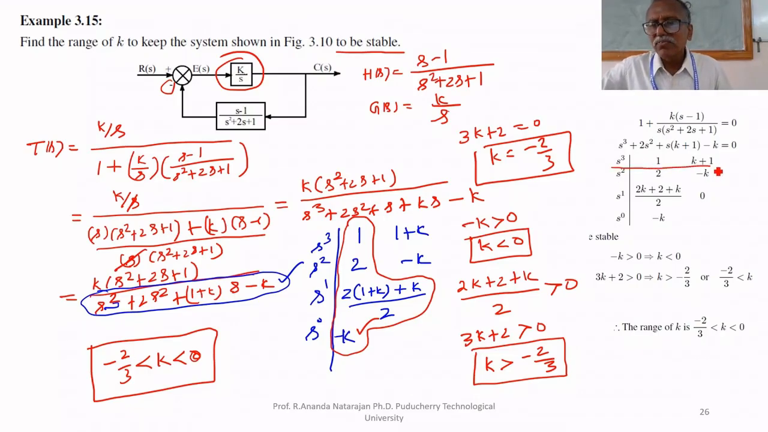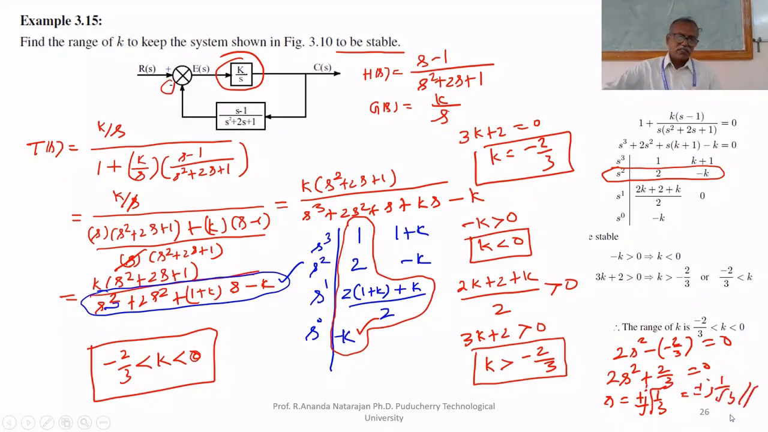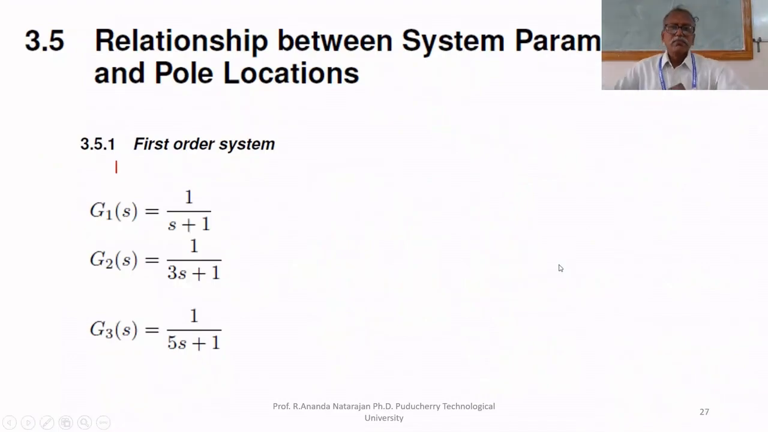If you want to find the frequency of response, you have to use the s² row: 2s² - k equal to what? 2s² + 2/3 equal to 0, or s² + 1/3 equal to 0, s equal to plus or minus j times square root of 1/3. So s equals plus or minus j 1/root 3. That is the frequency of oscillation.